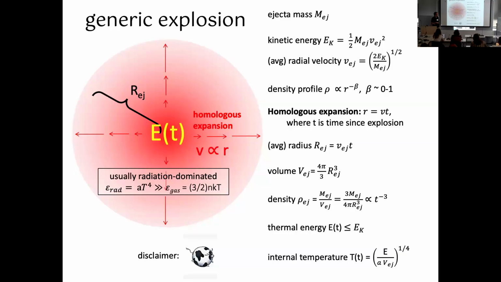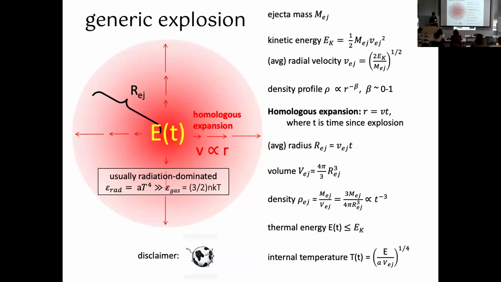And then you can assume that this ejecta has some thermal energy, okay? So I'll call this E of T. And in general, this thermal energy will be less than the kinetic energy, because if it wasn't, very quickly, as we'll discuss, that thermal energy would be converted into kinetic energy. As the material expands, the thermal energy will tend to do PdV work and cause the ejecta to expand. So typically the thermal energy E of T is less than the kinetic energy.